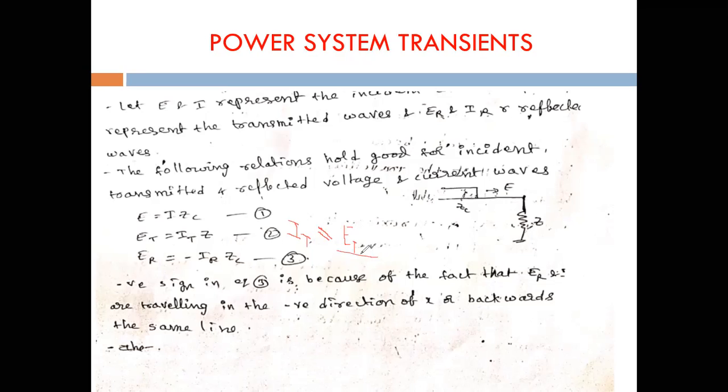ET by Z. Now substitute this IT and also I and IR. What is I? I is equal to E by ZC. What is IR? IR is equal to minus ER by ZC. Substitute the values for I, IT and IR in equation number 5.